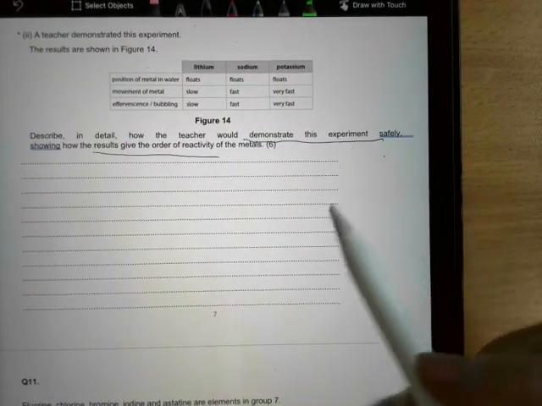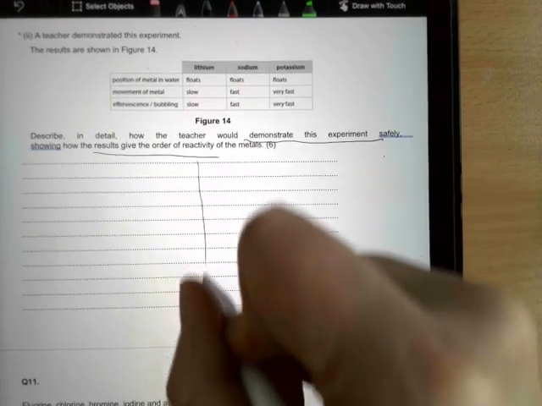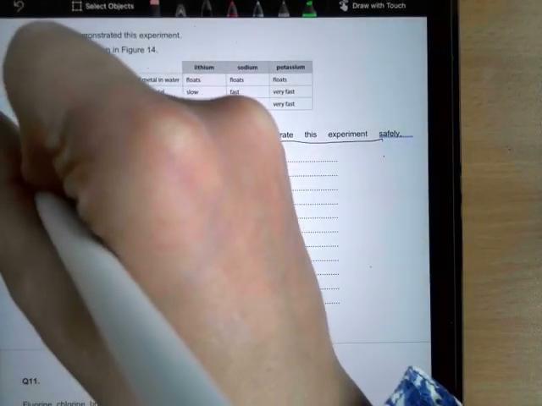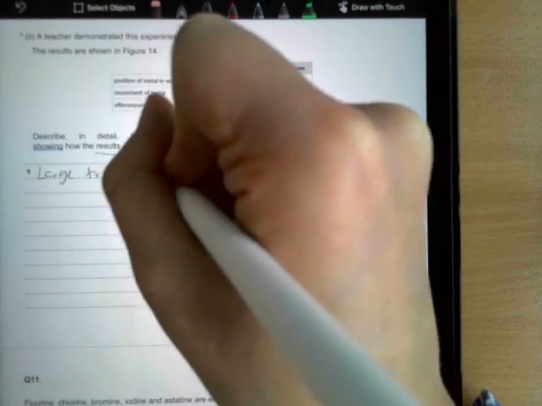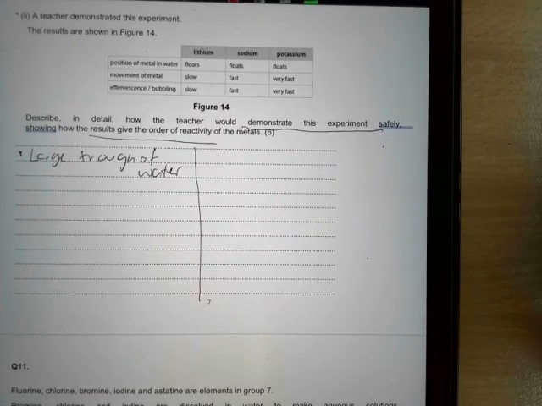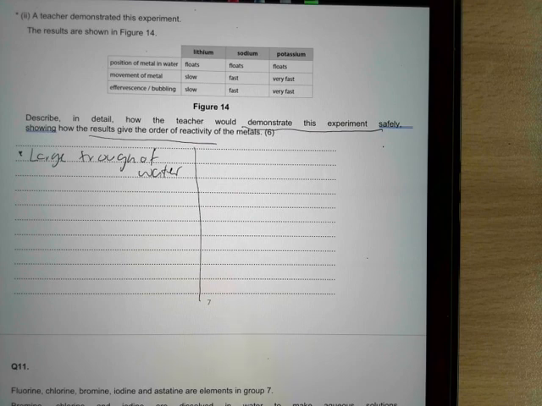In order to demonstrate the experiment safely, you need to use a large trough of water. Now, you might think that might make it more dangerous. If you're reacting it with even more water, maybe there'll be a bigger reaction, but most of the water is just going to be in excess. The reaction will stop as soon as all the metal is used up, and the extra water is just going to be in excess. It's not going to cause a bigger reaction. To cause a bigger reaction, you would also need more metal as well as more water.